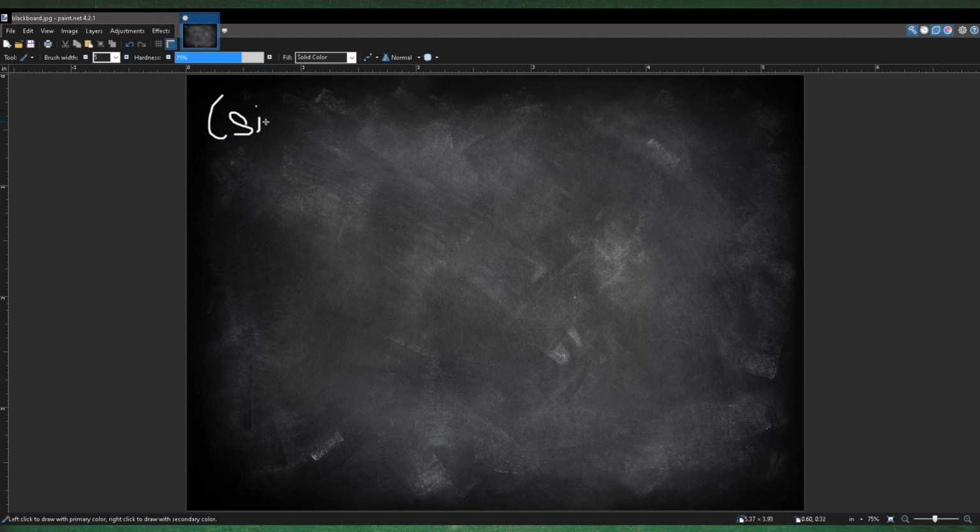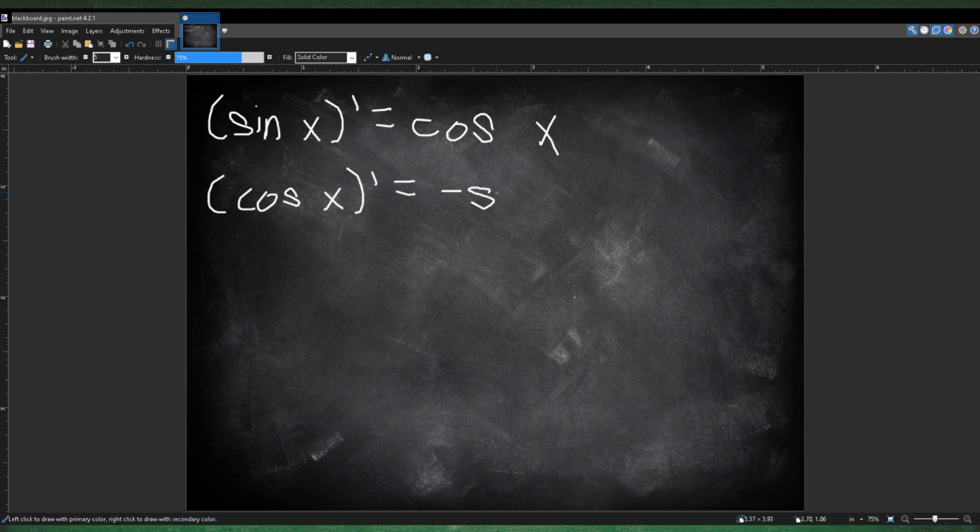So we have sine of x. The derivative of sine of x is cosine of x. And for cosine of x, the derivative of cosine of x is negative sine of x. Okay, for now, we'll just have you memorize it. If you want to know more, there is a link in the description where you can learn how to prove this. Okay, so using this idea, we could find tangent of x, cosecant of x, secant of x, and cotangent of x and their derivatives.